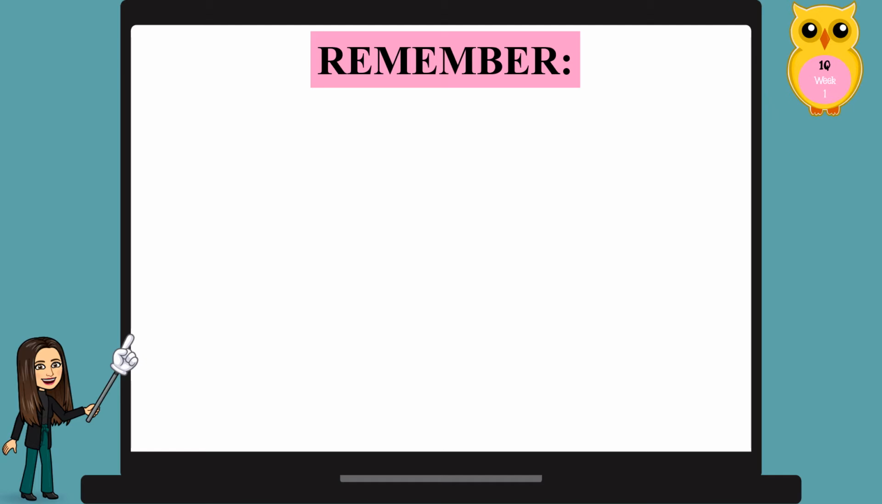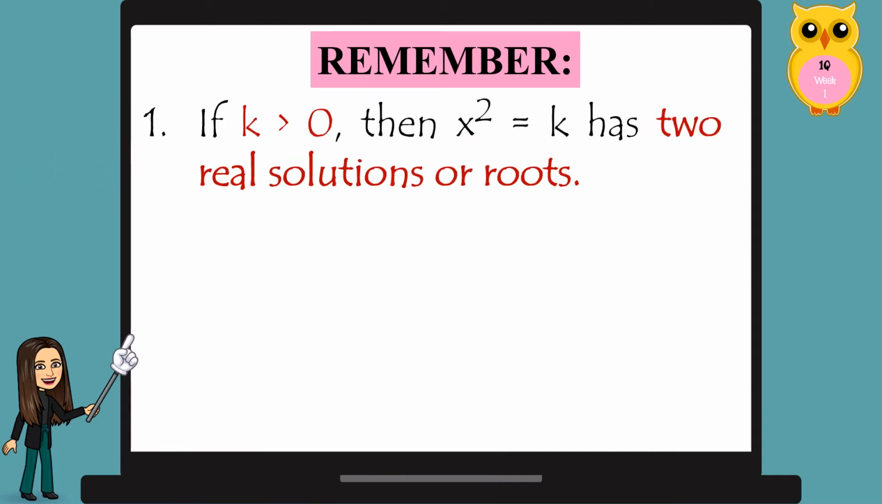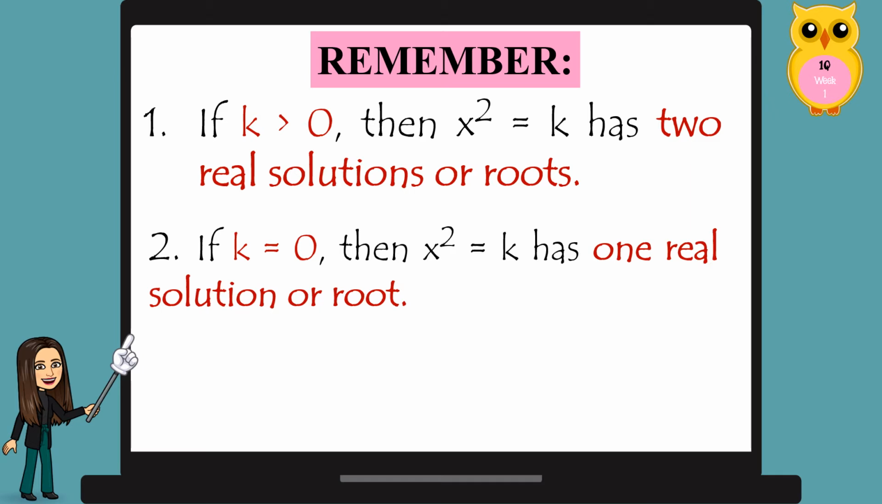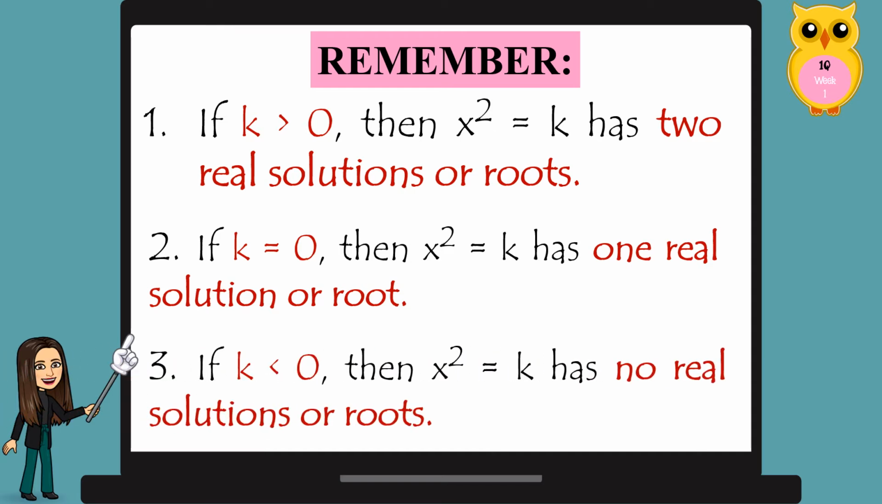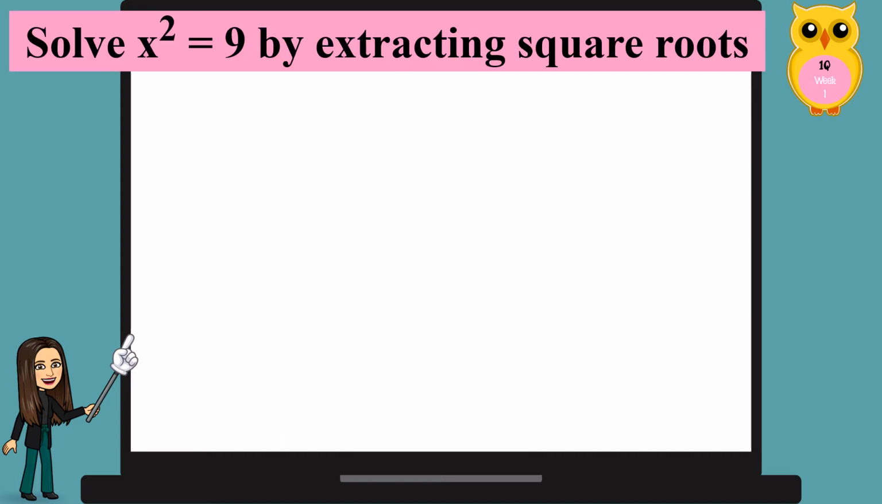Always remember these three different situations for us to easily identify the number of solutions of a given quadratic equation based on the value of k. First, if the value of k is greater than 0, then it has two real solutions. Next, if k is equal to 0, then it has one real solution. And lastly, if k is less than 0, then it has no real solutions or no real roots.